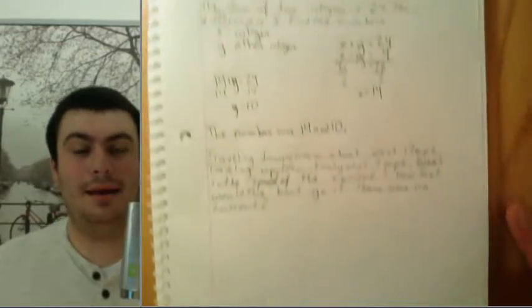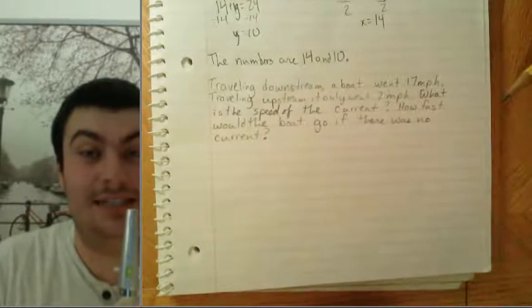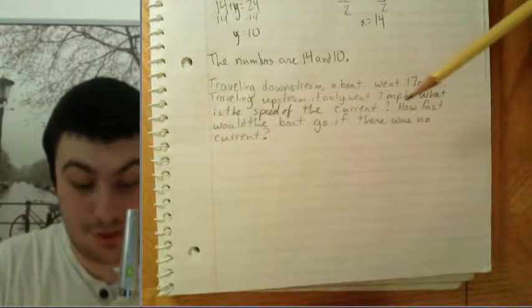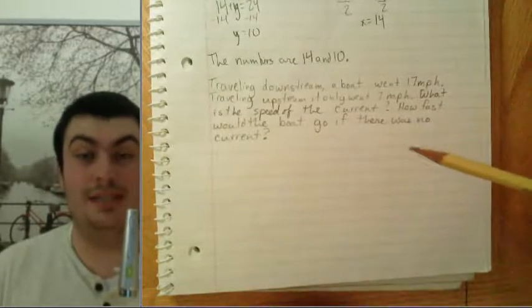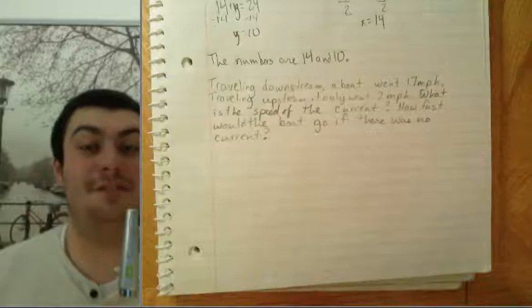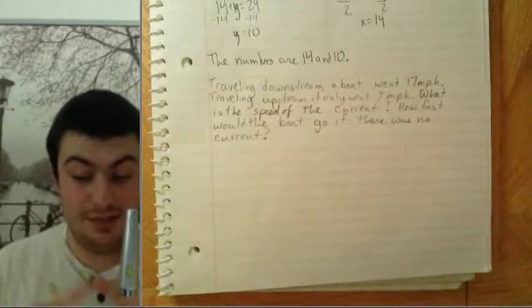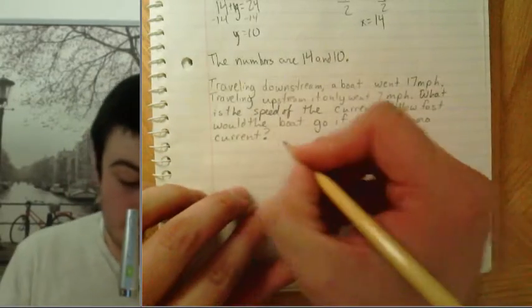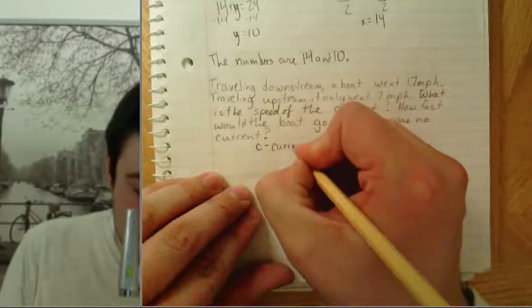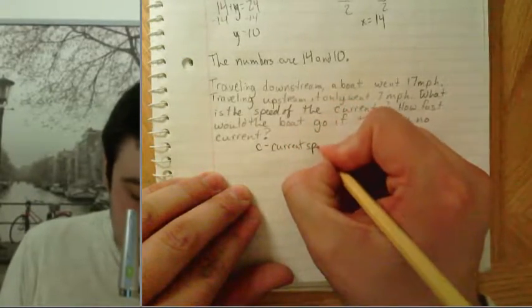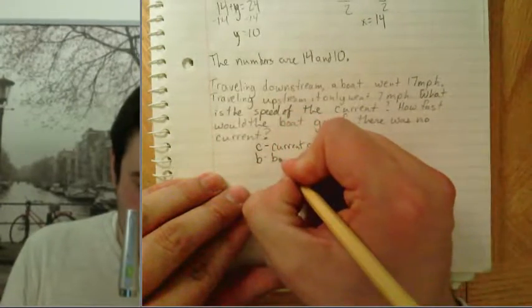Great! Now, traveling downstream, a boat went 17 miles an hour. Traveling upstream, it only went 7 miles an hour. We are asked to find what is the speed of the current and how fast would the boat go if there was no current. So we need to find two things. I'm going to say that C is the speed of the current, and that B is the boat speed.